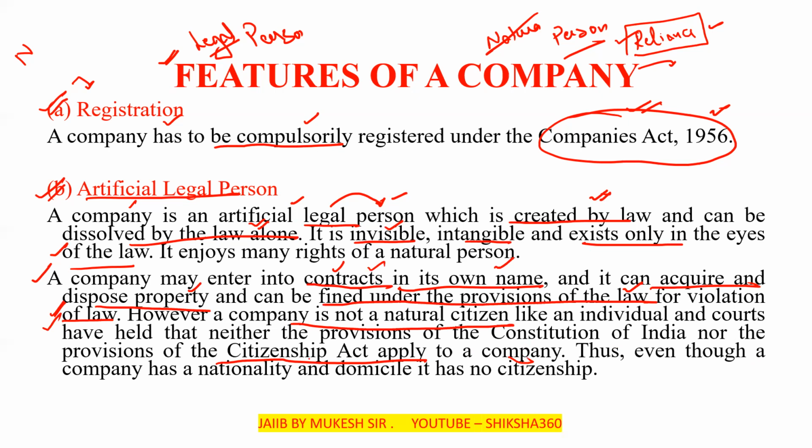So even though a company has a nationality and domicile, it has no citizenship. How can we identify the nationality of a company? It is the country in which it is registered. For example, if a company is registered in India, it is known as an Indian company. That company has the nationality, but we cannot say that it has Indian citizenship. So this one is the registration, this one is the artificial legal person.